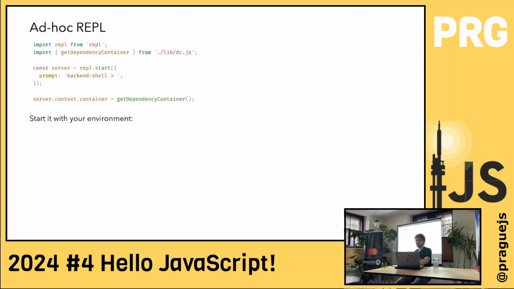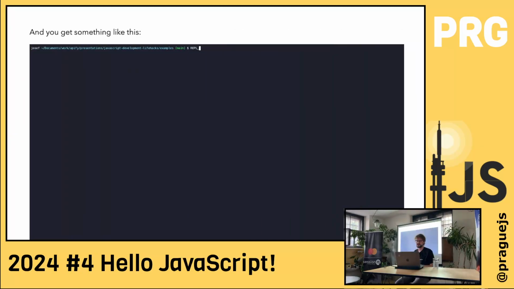Yeah, you can start it like with your environment. This is all that's needed. Usually, you pass the environment via environment variables. If you do it like this, and your say dependency container just takes the stuff from the environment, you would have your own CLI. This is how it looks like.